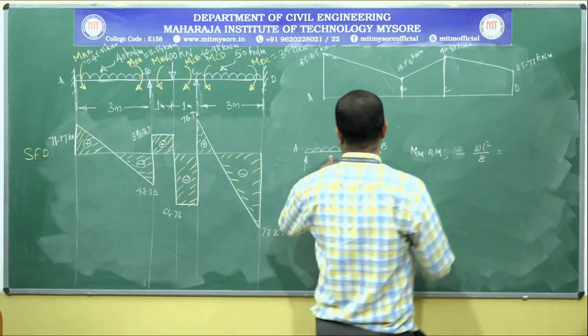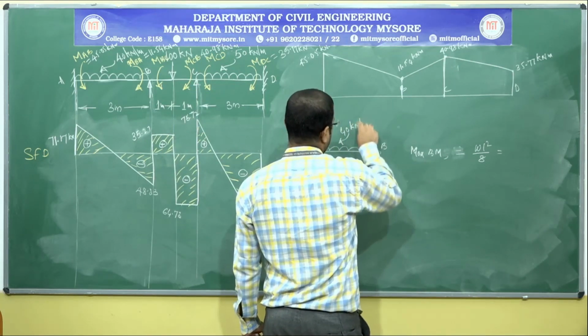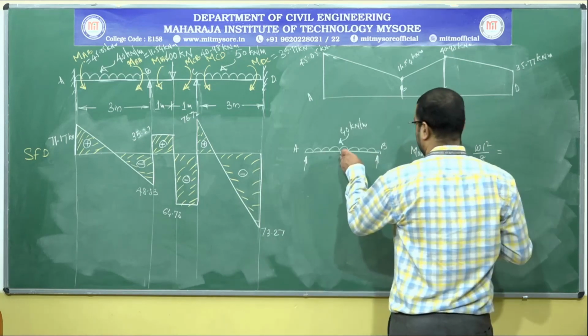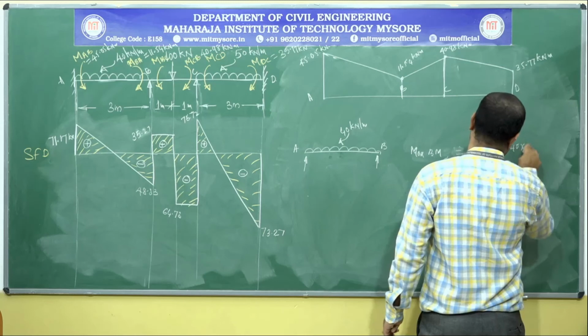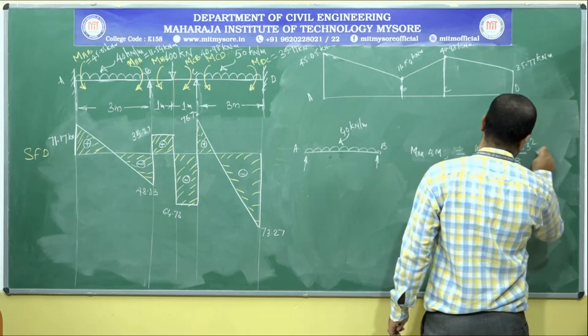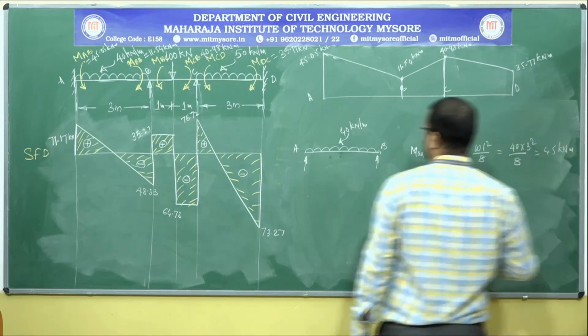So here W is 40 kilonewton per meter. So this is the maximum bending moment exactly at the center. So it is 40 into 3 square by 8, which yields to 45 kilonewton meter.